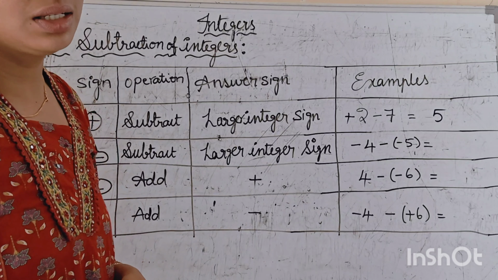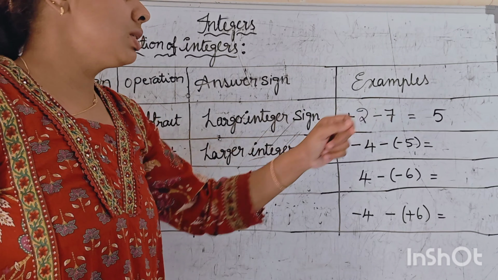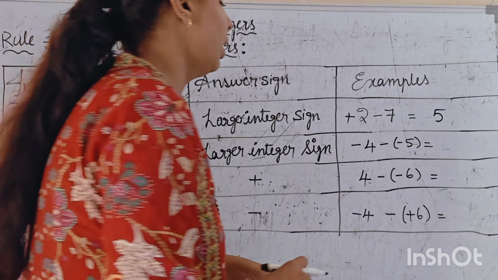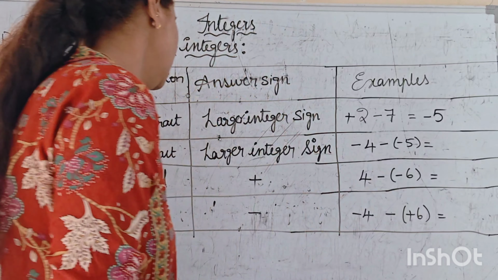Now I need to assign the sign to that. Is 2 greater or 7 greater? Obviously 7 is greater. Which sign does 7 have? Minus sign. So minus 5 is the answer.